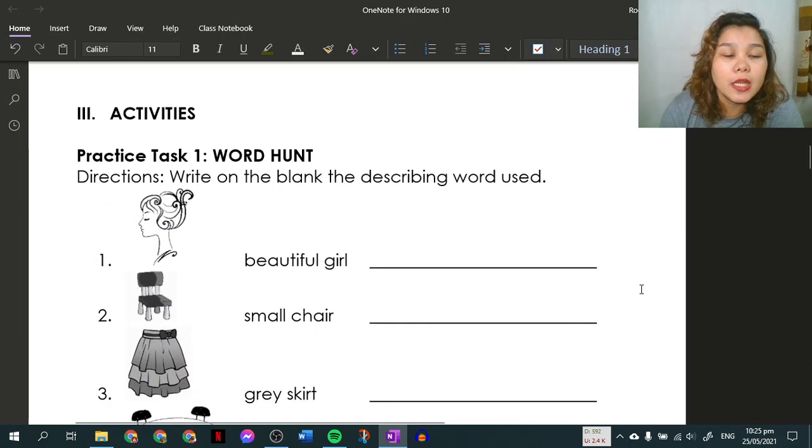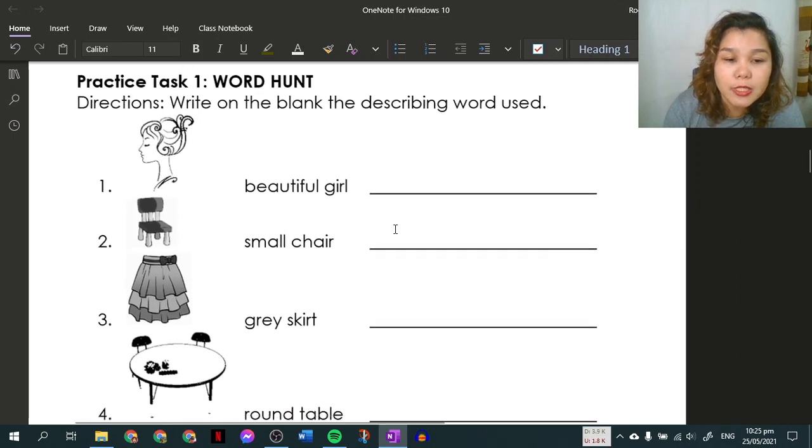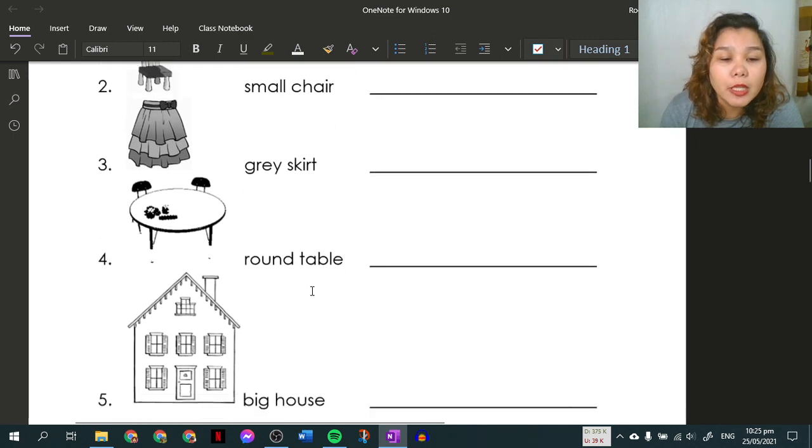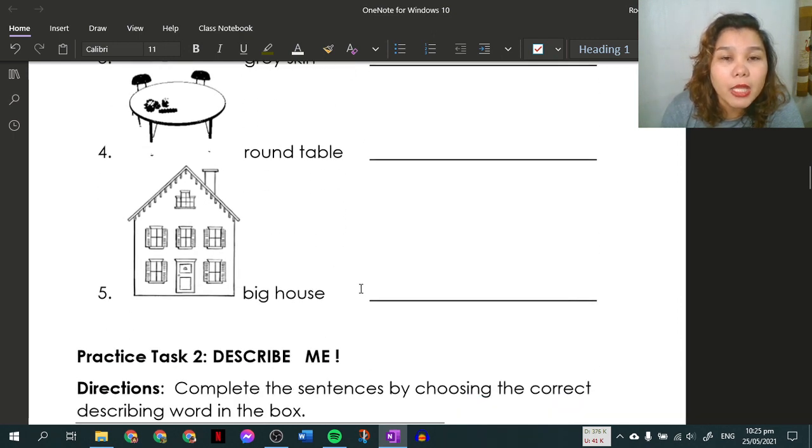So the activities, beginning with practice task 1, it's entitled Word Hunt. Directions, write on the blank the describing word used. So for numbers 1 to 5, there are pictures, and then on each picture there is a phrase used. So for number 1, beautiful girl. Number 2, small chair. Number 3, gray skirt. Number 4, round table. And then number 5, big house.